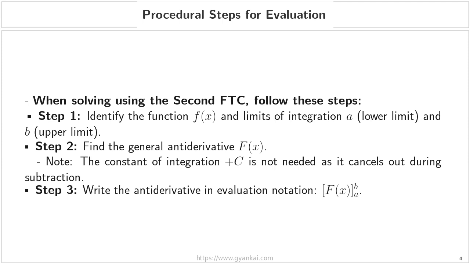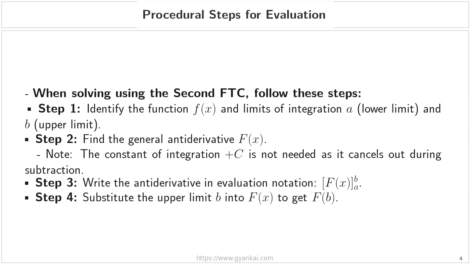Step 3, once you have your antiderivative, F of x, you need to write it in what we call evaluation notation. This is just a way of showing that you're going to substitute the limits of integration. We write it like this: bracket F of x bracket closing, with a subscript a and then a superscript b. This notation visually indicates that we're going to evaluate F of x at b and then at a.